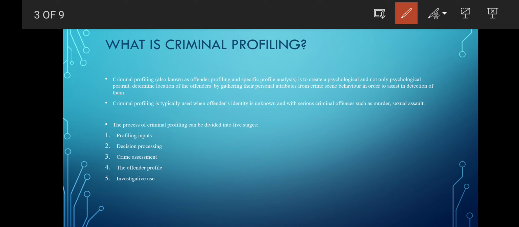So criminal profiling is also known as offender profiling and specific profile analysis. It is created psychologically. In criminal profiling, we are moving more into the psychology rather than science. It is not only a psychological portrait, but it determines the location of the offender by gathering their personal attributes from crime scene behavior in order to assist in detection of them. This is actually a psychological concept. Here science is not involved.